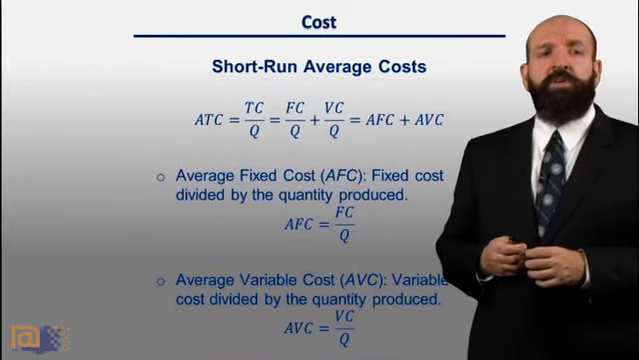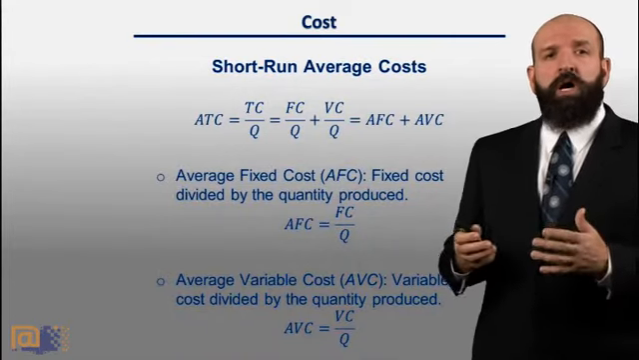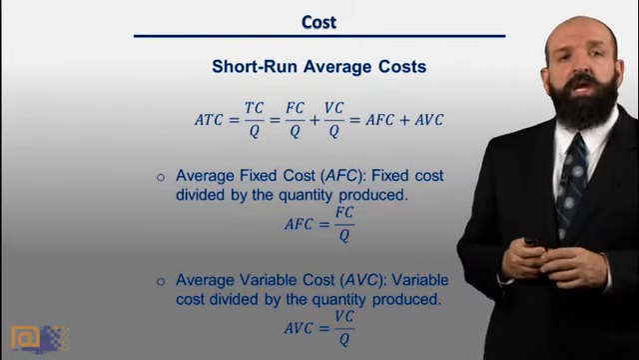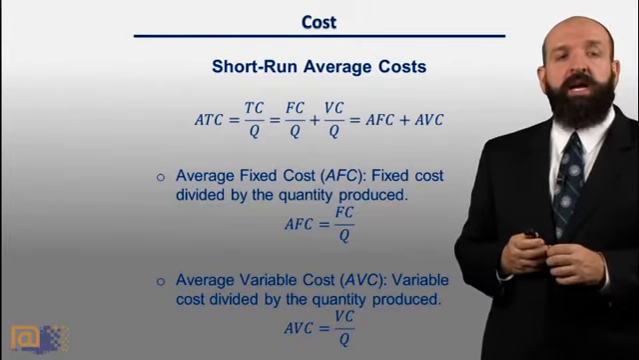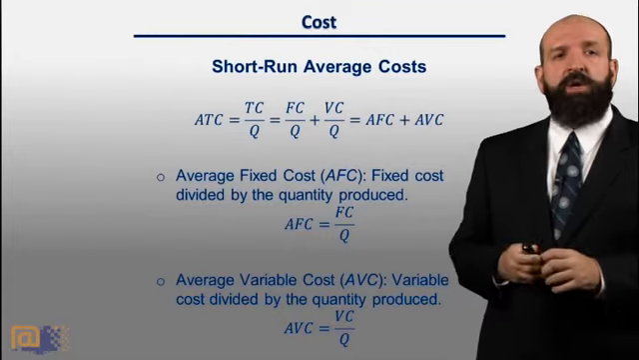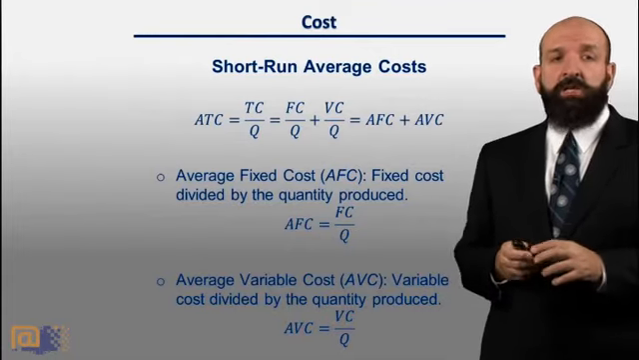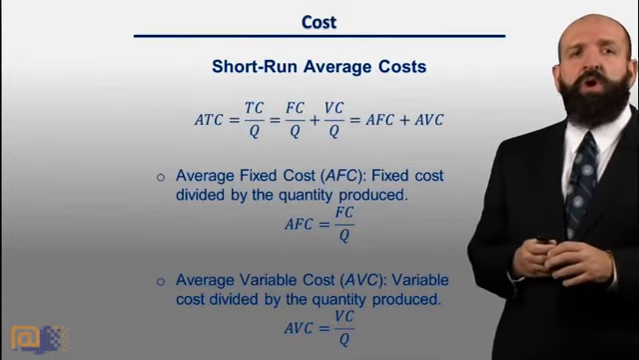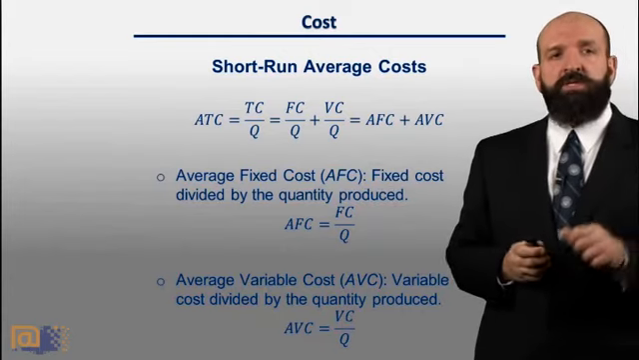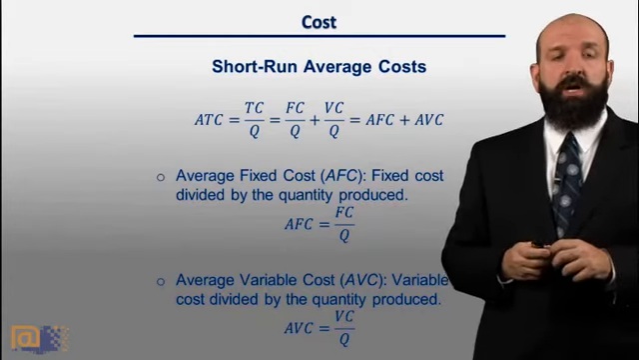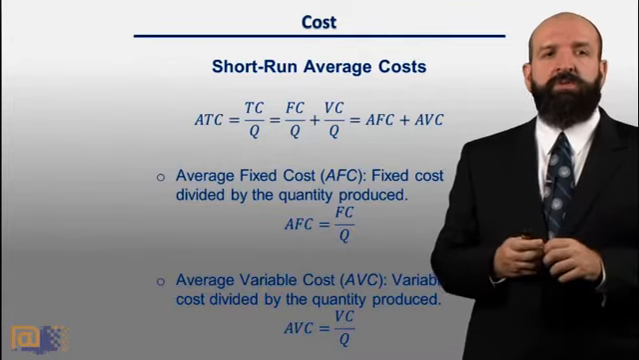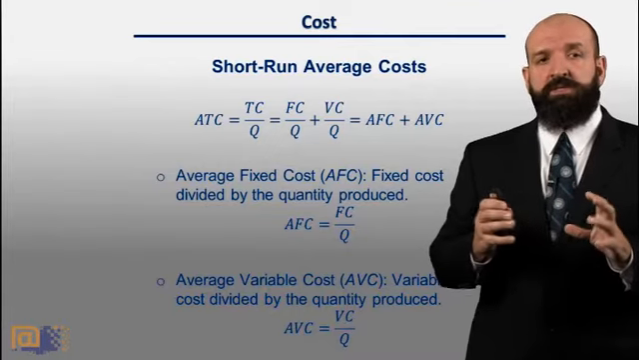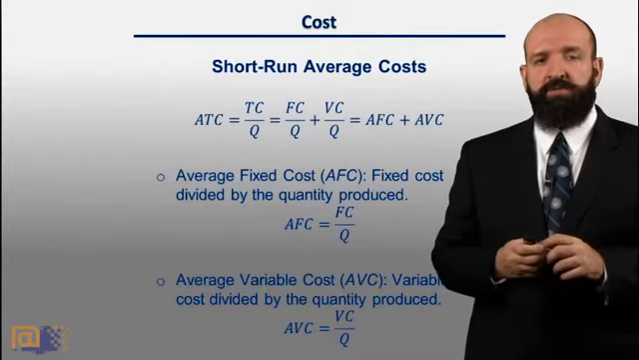To take it a step further, in addition to the total cost, we can look at the average cost. Average total cost is defined as the total cost divided by the number of units produced, and it could actually be separated again into two parts, average variable cost and average fixed cost. Average fixed cost is the fixed cost divided by the total number of units produced, and average variable cost is the variable cost divided by the number of units produced.